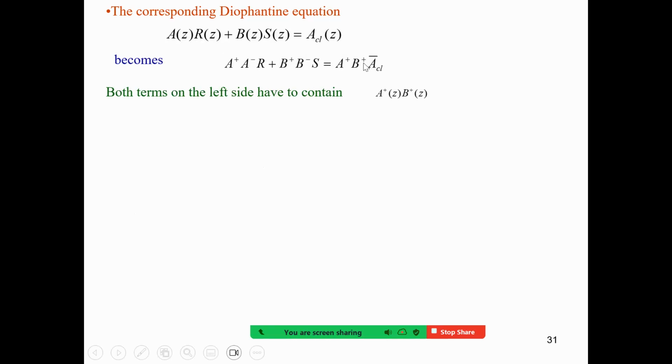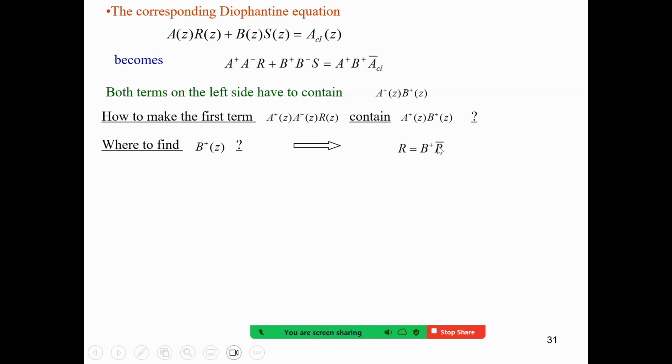Now, when we try to design my R and S, we want to cancel this A plus times B plus. It means that both terms on the left side should have A plus times B plus. If we check out the first item, here is A plus times A minus times R. So how do we make this first term contain A plus times B plus? Here we have A plus. Where do we find B plus? Of course, remember, you can design R. Is that clear? So where to find it? You just say, okay, I'm going to put my B plus as a part of R. That's how you can cancel out the stable zeros.